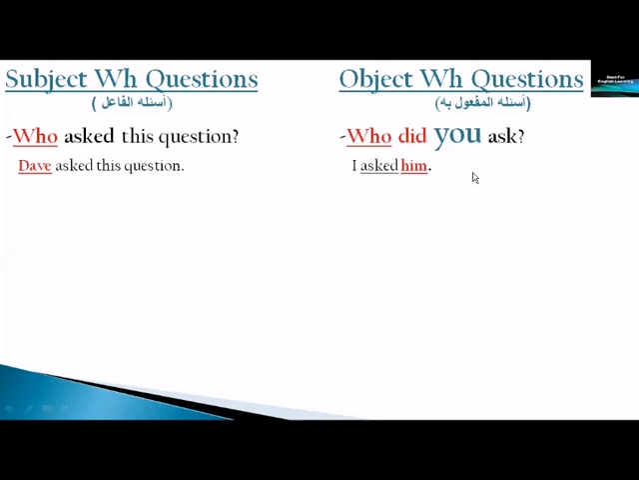While who did you ask? Here we have inversion. Who here refers to the object of the sentence. Who here is asking for the object of the sentence. We know the subject here. The subject is you. We have inversion. Did, the auxiliary did, then the subject, and then the main verb in base form. The answer, I asked him. Him is the object.